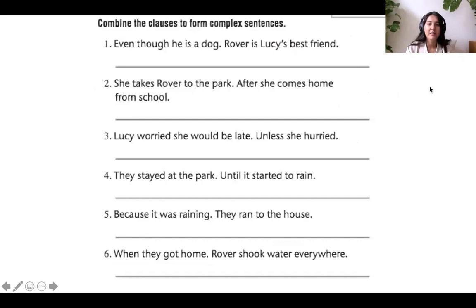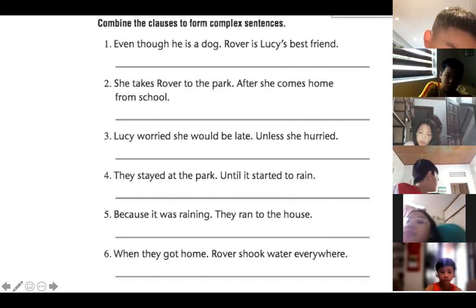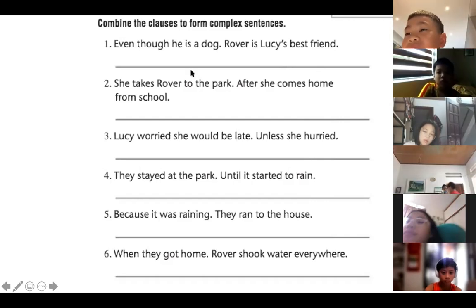Okay, last one. Combine the clauses to form complex sentences. So here we had to combine these sentences. Sometimes we needed to use a comma, sometimes we didn't. Let's have a look here. Who can tell me what should this sentence say? If there should be a comma in it, please use the word comma. Can you please do this one for me, Pat? Rover is Lucy's best friend, comma, even though he is a dog.